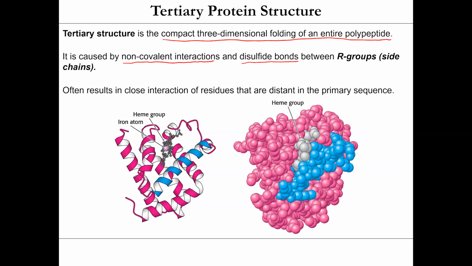So remember that the secondary structure is caused by hydrogen bonding from the main chain. Tertiary protein structure is going to be caused by interactions between the side chains or the R groups that stick out from that secondary structure.